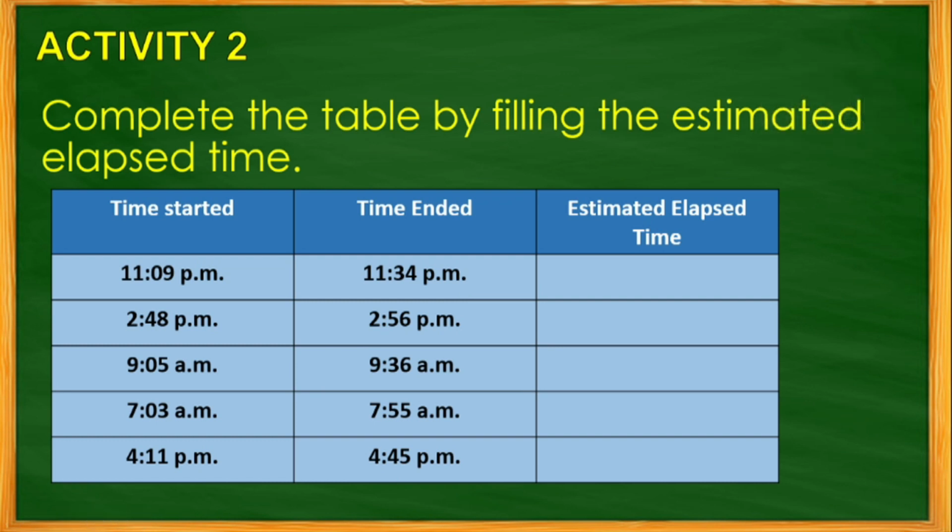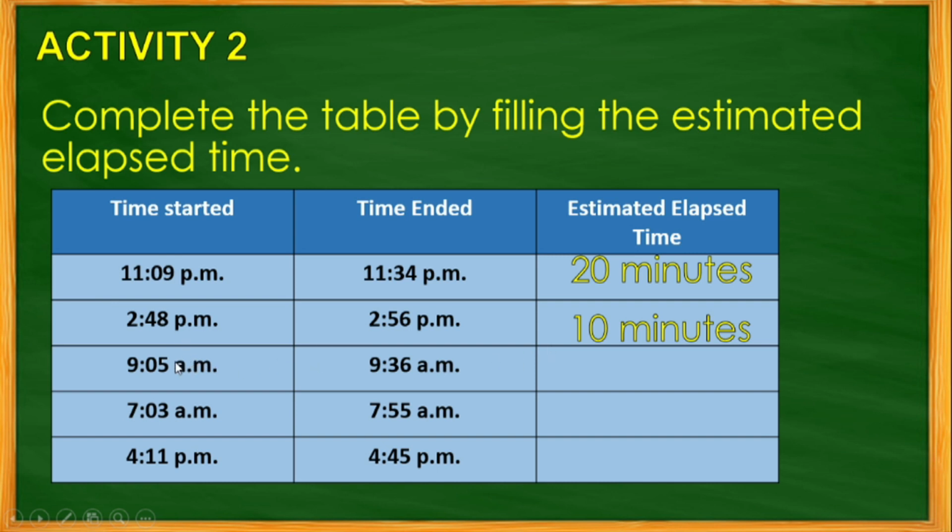Okay, time's up. So let's reveal the answer. So for number 1, we have 11:34 p.m. So the estimated elapsed time is 20 minutes. For number 2, we have 12:48 p.m. The rounded value is 2:50. This would be 2:60. So the estimated elapsed time is 10 minutes. Because 60 minus 50, the answer is 10.